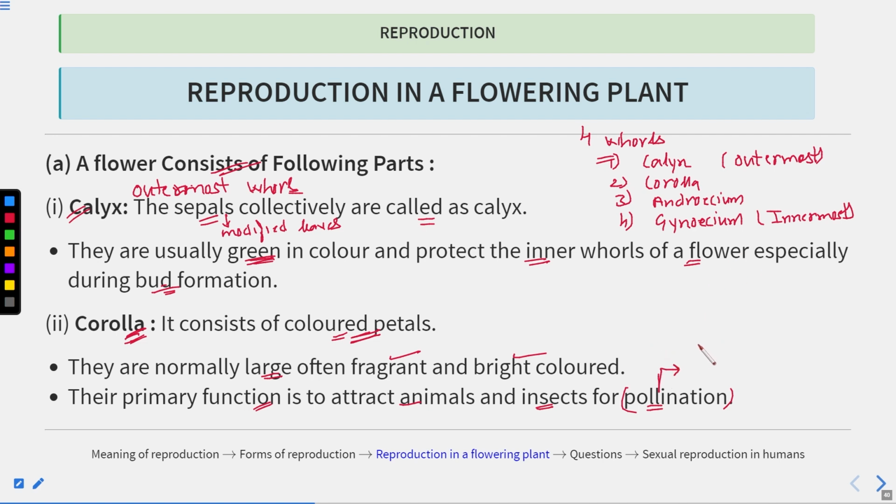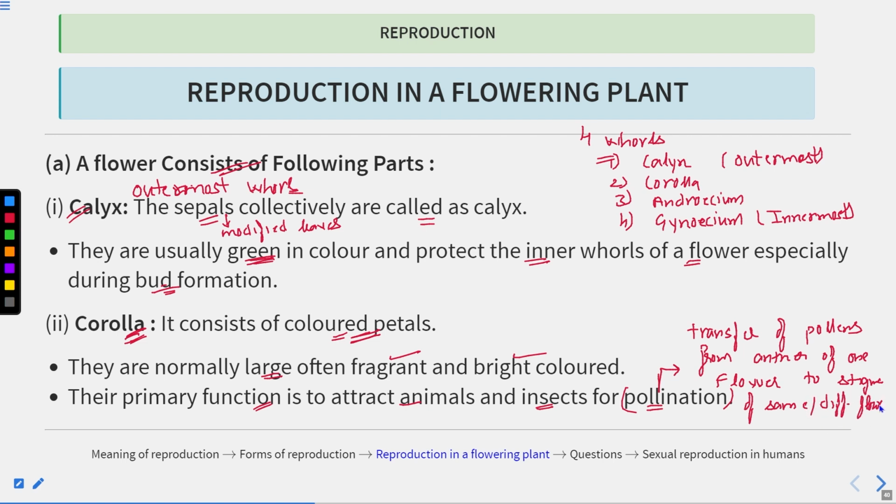So how can you define pollination? It is the transfer of the pollens from the anther of one flower to the stigma of the same flower or a different flower. Clear?